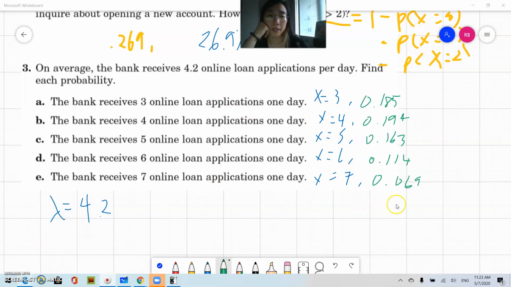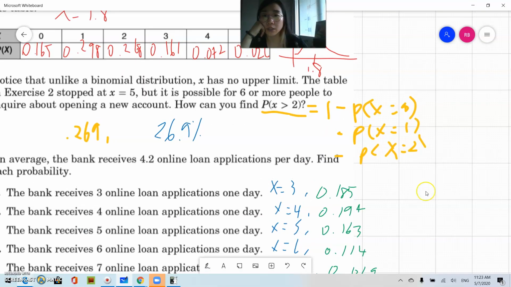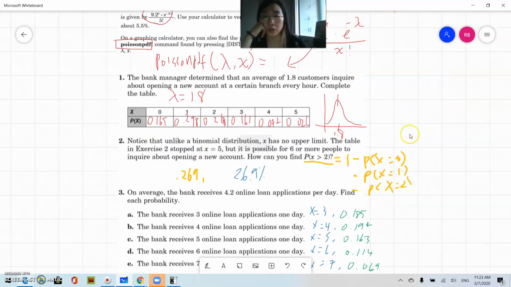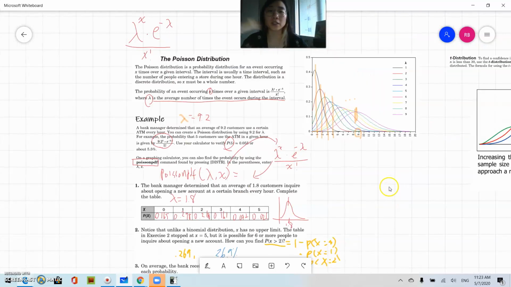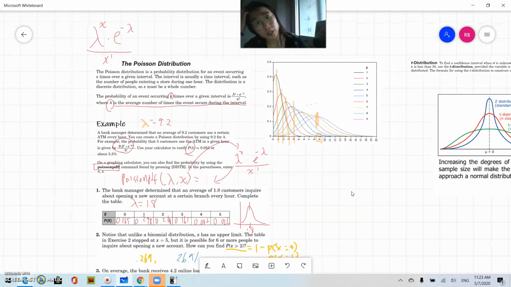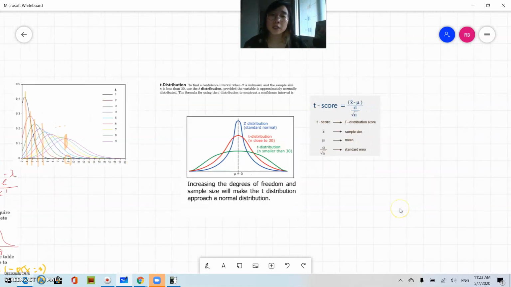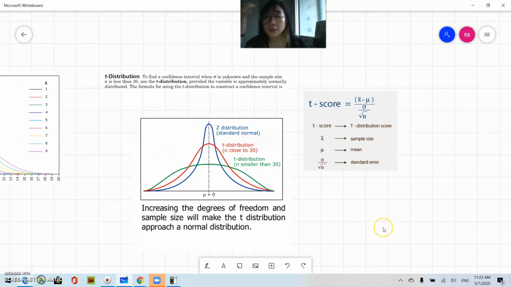Okay, so these are my answers, the green. Hopefully you and I both got the same thing. And so that's the Poisson distribution. I hope, even though there are new variables and so forth, that it's not very hard for you to try the problems. Another distribution that I wanted to introduce you to is called the t-distribution.